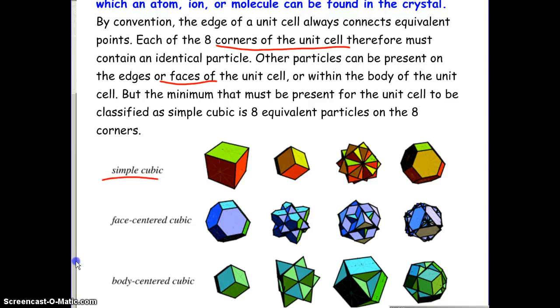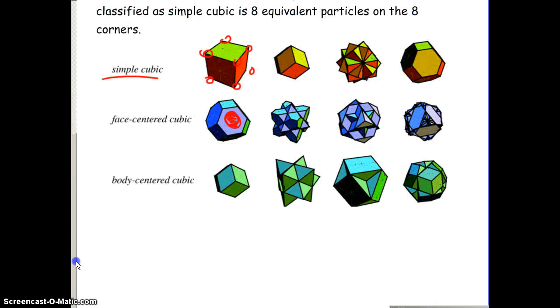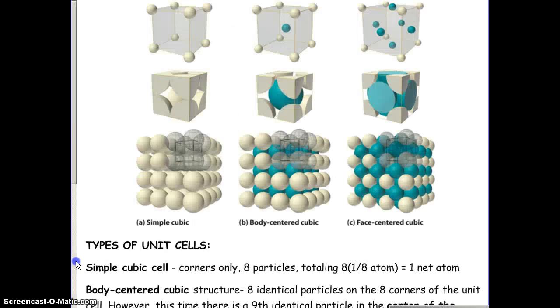Simple cubic means that you just have atoms at the corners, and that's it. Face-centered cubic means that you're going to have an atom that's present right here in the middle of the face. Body-centered cubic means that inside there is an atom, and it kind of shapes the rest of the crystal around it. I have more pictures on the next slide. So the simple cubic, the body-centered, and the face-centered. You can see the pictures here indicating simply that.